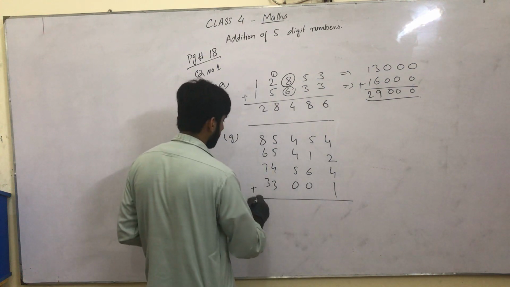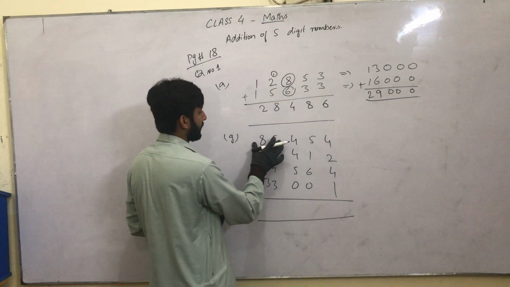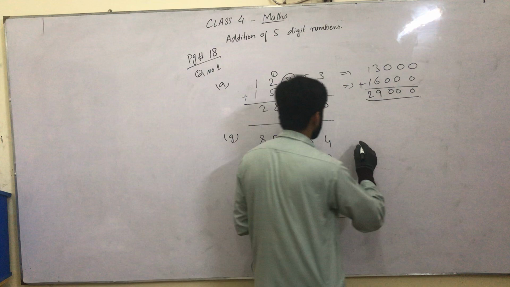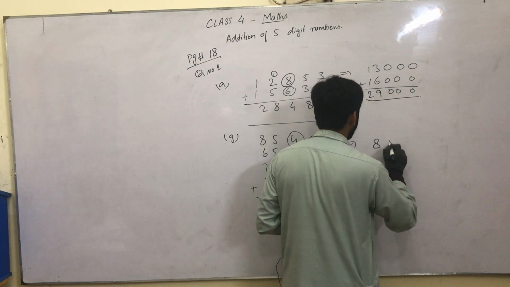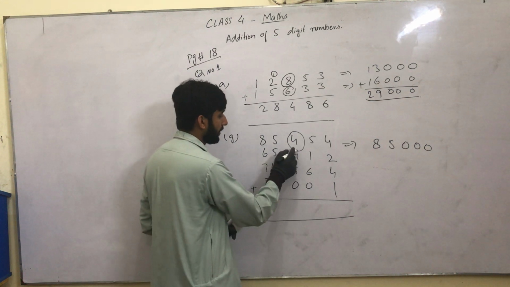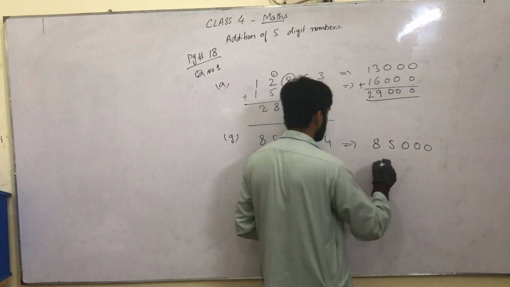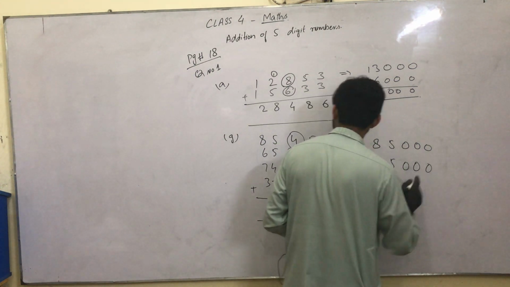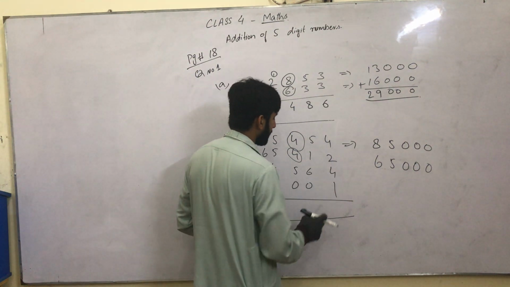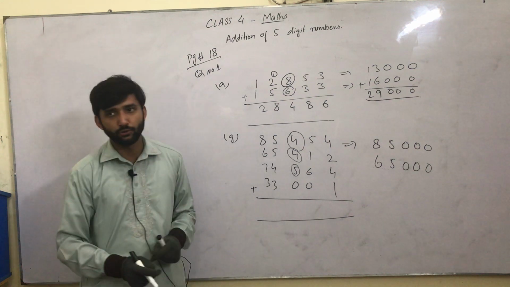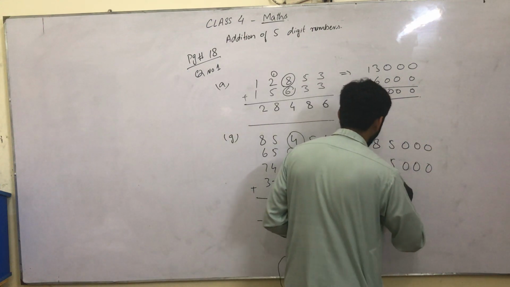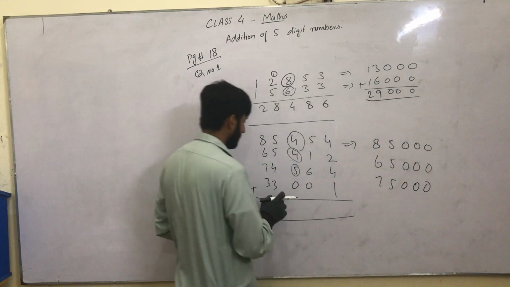Before solving this question, we have to estimate. This is 85,400. This 4 tells you that this value is below the mid value, so I have to take the previous round figure, which is 85,000. Then 65,400. Again this 4 tells you to take the previous number, 65,000. Then 74,564. This is at the mid value. Now it's your own choice, either go forward or come backward. So 75,000 and then 33,000.